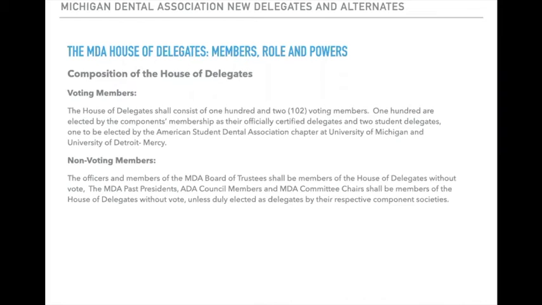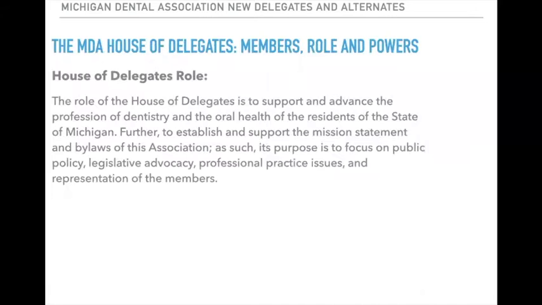Now, you see that last statement says, unless duly elected as delegates by their representative component societies. We do have some who are council members, former presidents, or committee chairs who represent their components. They can vote as well. They're voting as a voting member of their own component.